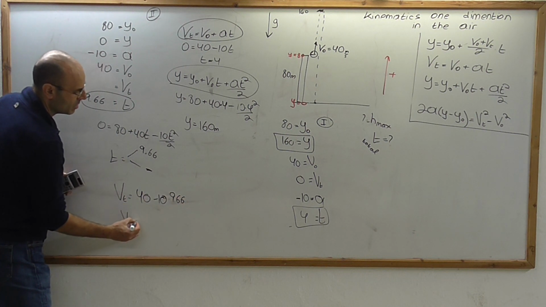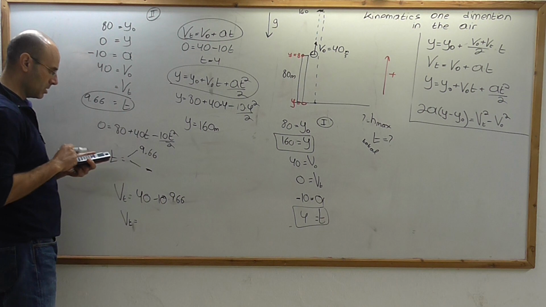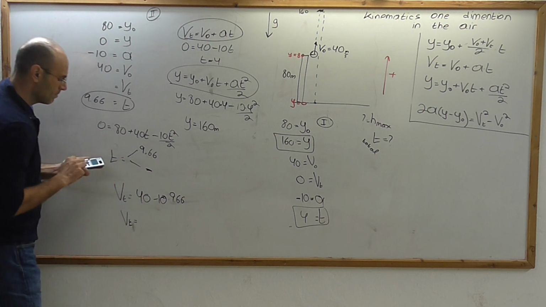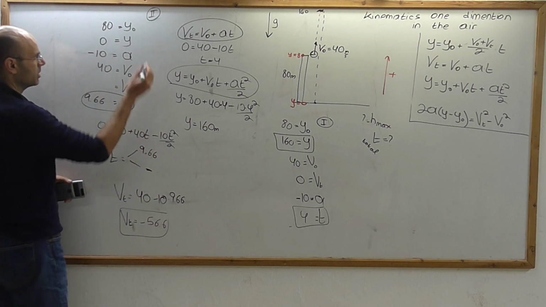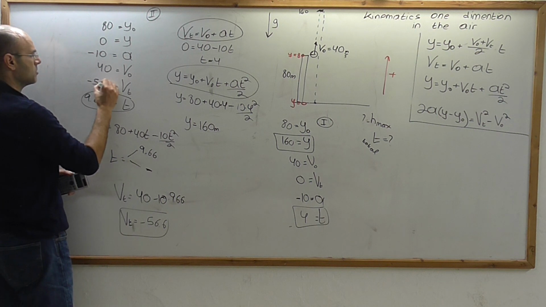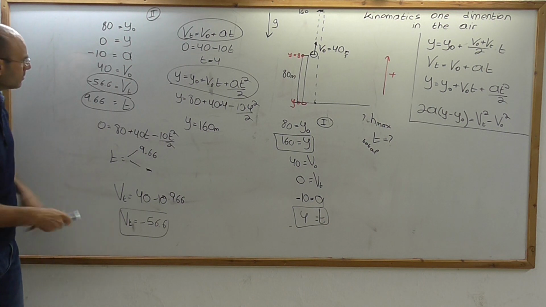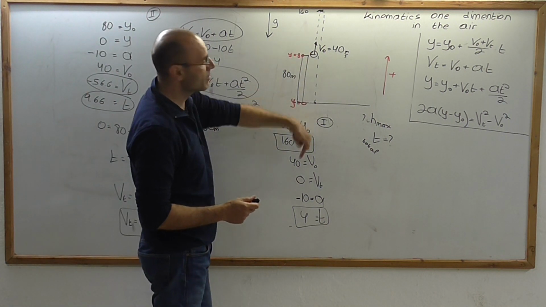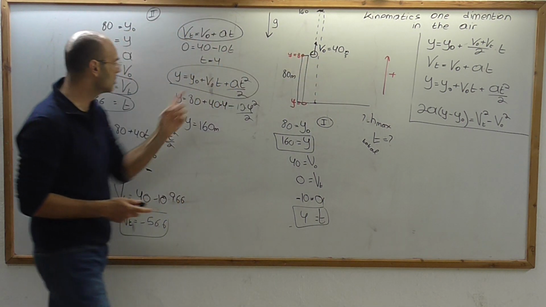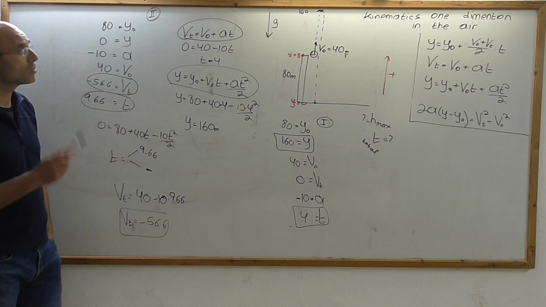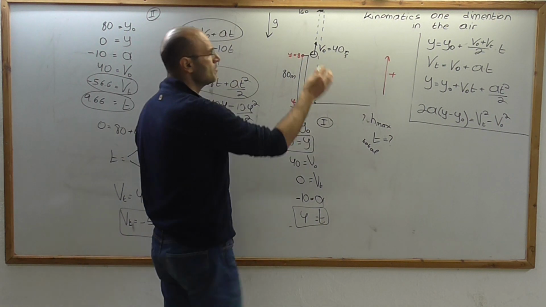So VT will be 40 minus 10 multiplied by 9.66, which is minus 56.6. Here, minus 56.6. Why is it okay? Because when it reaches the ground, the velocity will be in this direction, downwards, opposite the positive direction, so I expect it to be minus. One more thing I want to show you, and we'll see it in the next exercise.